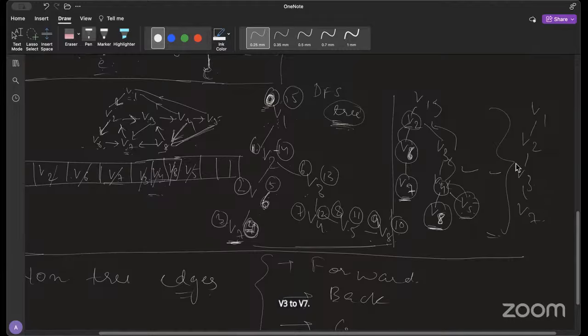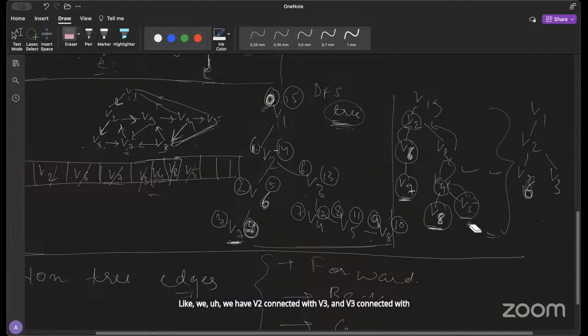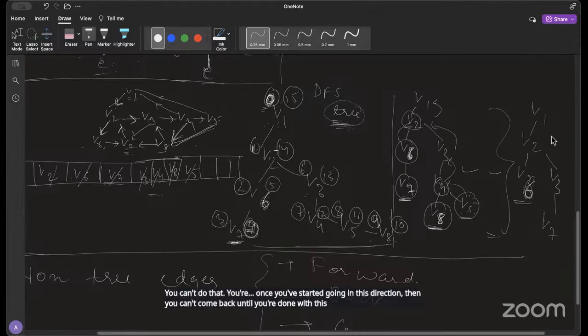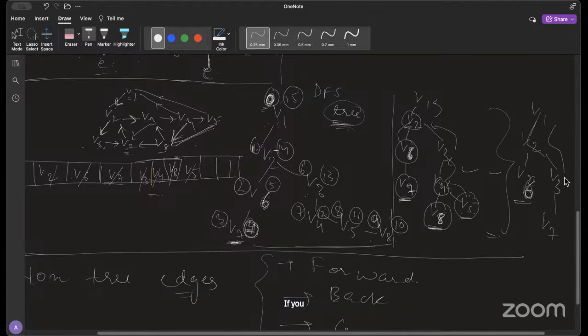Can we do that here? We have V2 connected with V3, and V3 connected with V7 and V4. Can't do that. Once you start going in this direction, you can't come back until you're done with this direction. That's what I was explaining. If you have decided to go in this direction, then that's okay. You start with V1, V2, V3, and then you go to V7. That's fine.